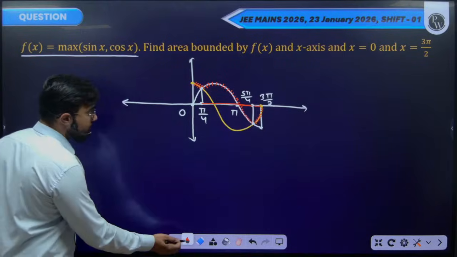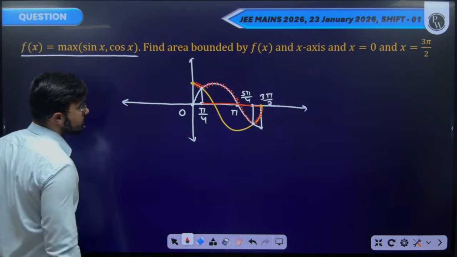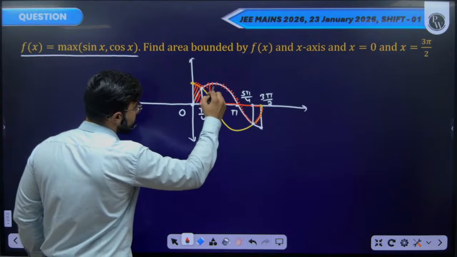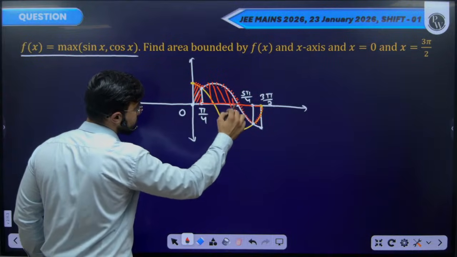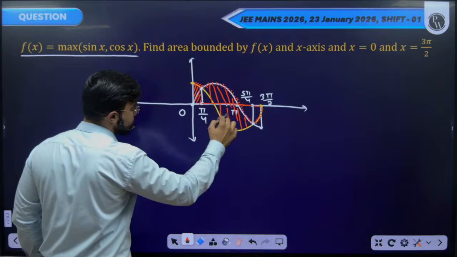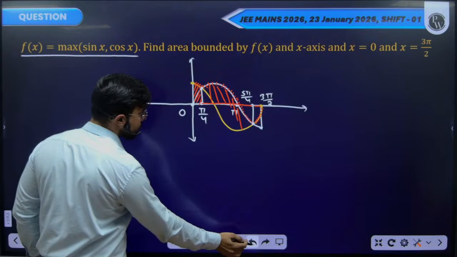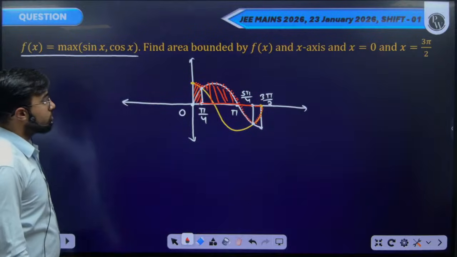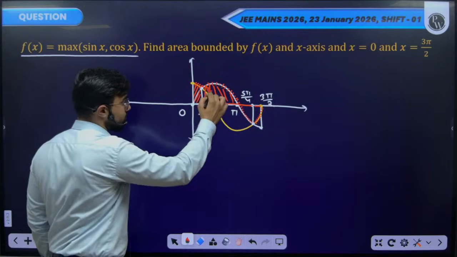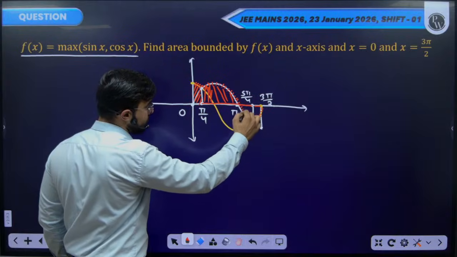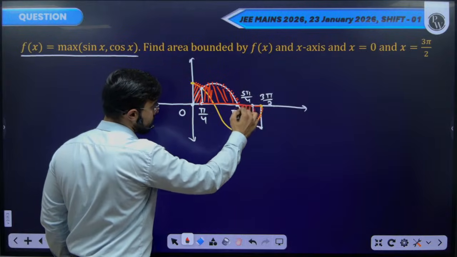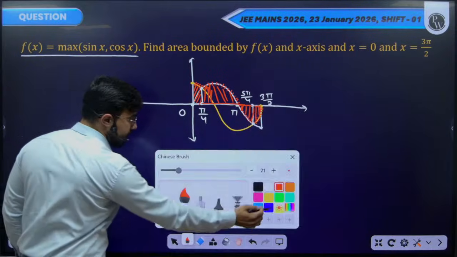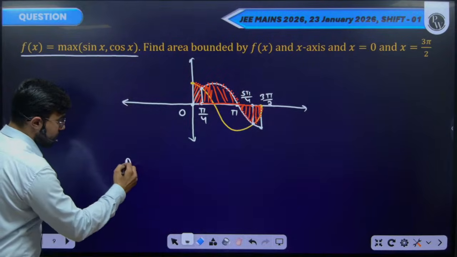So you have to just integrate the area. So which is the area you have? This portion, this portion, just draw this portion, right? We have to make this portion, this one and this part. So we have to integrate it. So what is the area?